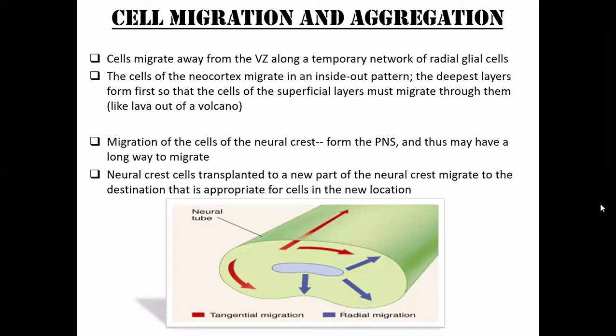So, as I've said, your cells also migrate. Migration of cells into the neural crest, and then they go to a new location, to a different portion of your brain or a different portion of your nervous system. So they have a final destination as they migrate.